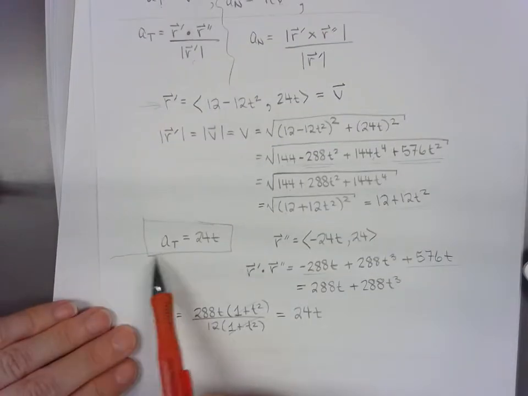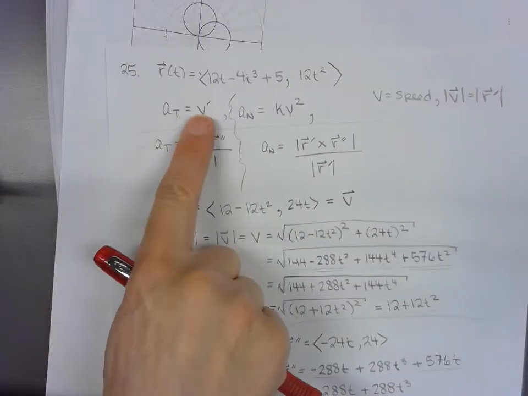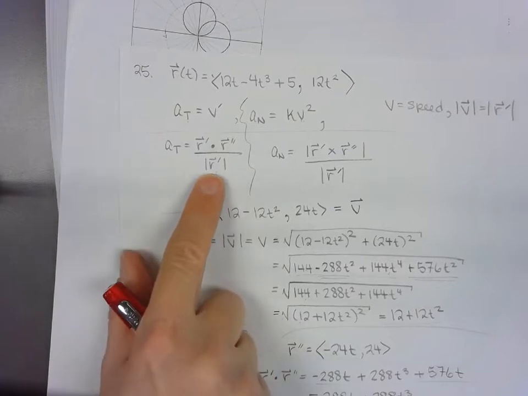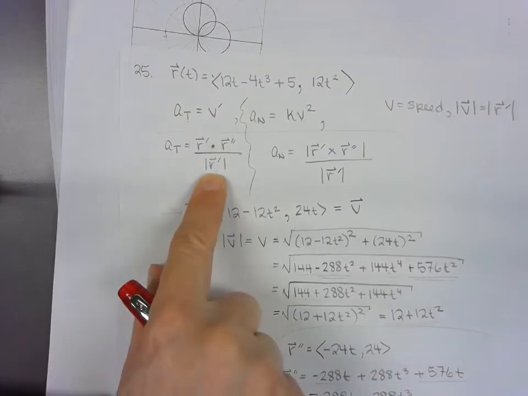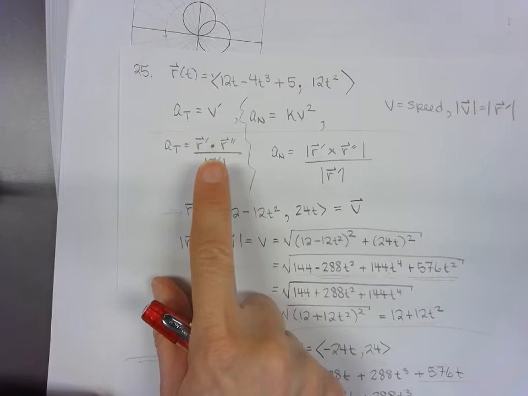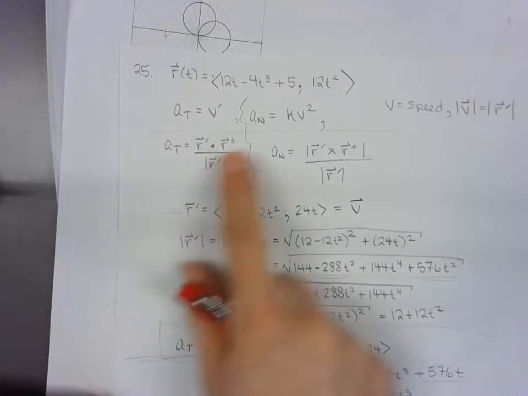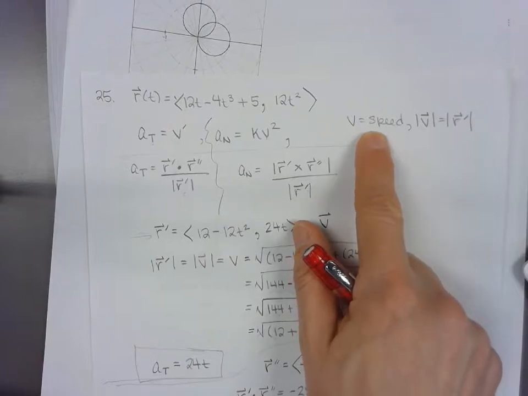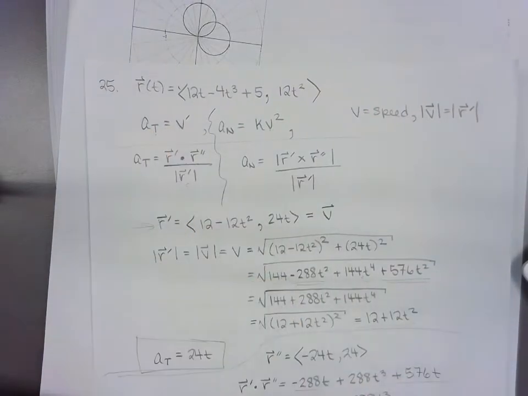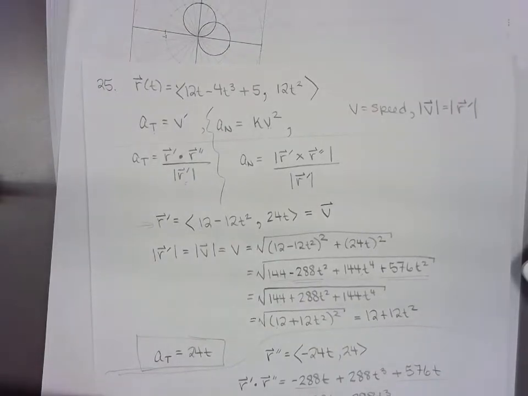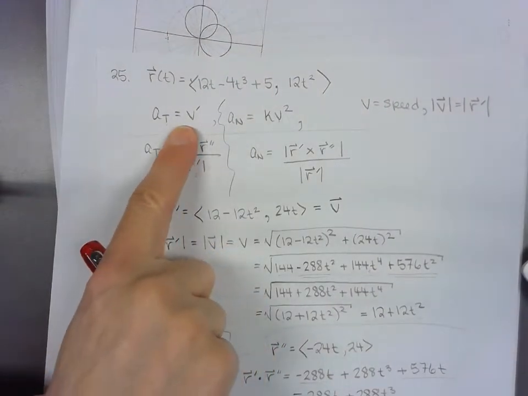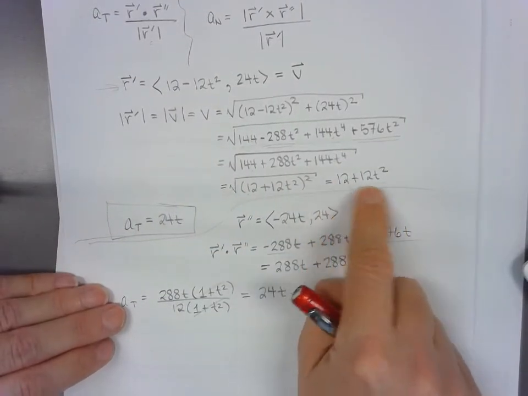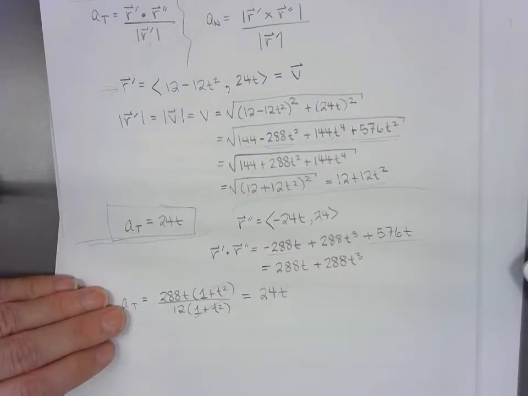So first, I used the first formula. I said, regardless of which formula we use, we at least need to find R prime and then its magnitude, because that is V. Magnitude of R prime is V without the vector. It's speed, right? And if speed is not complicated, then just go ahead and take its derivative. And here speed was not complicated. So I just said, okay, let's just take the derivative. There's the tangential component. When is it complicated?